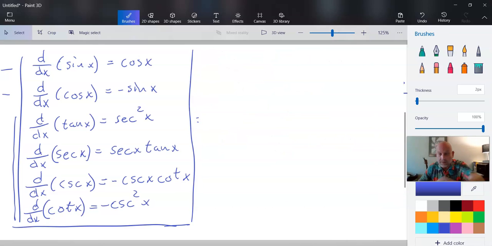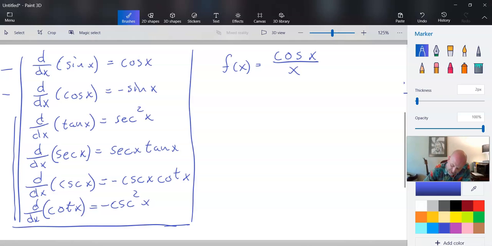Okay, so let's go ahead and delete that. And okay, let's say our function then is cosine x over x, right? And we want to look at that.